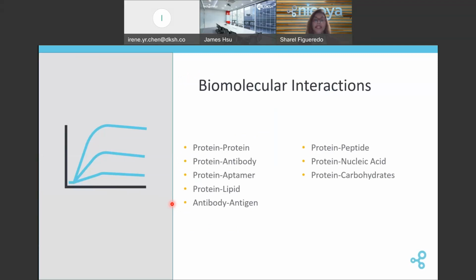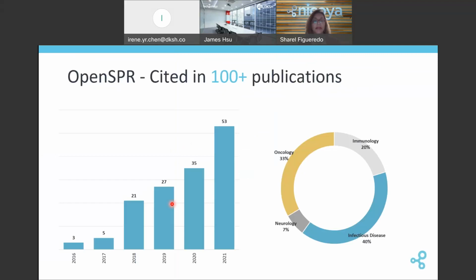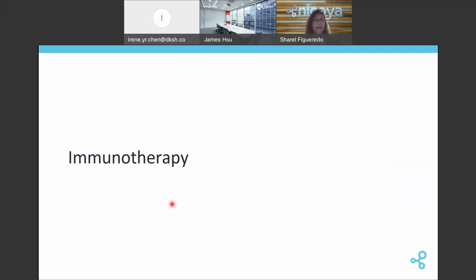This can be done with various biomolecular interactions, such as protein-protein, protein-antibody, antibody-antigen, protein-peptide, to name a few. And we are not limited to what you see on the slide. Our OpenSPR instrument has been cited in over 100 publications to date in various therapeutic areas such as oncology, immunology, and infectious disease, where researchers are looking at the mechanism of interaction, structure-function relationships, cell signaling, and even discovery of drugs. We'll now review applications in immunotherapy.